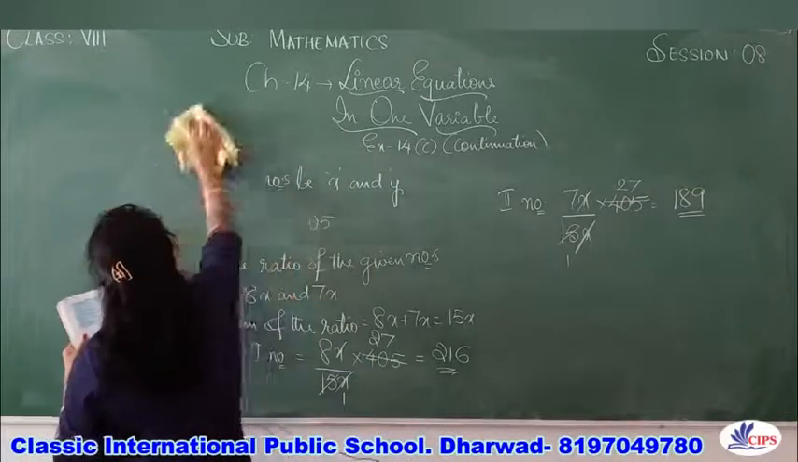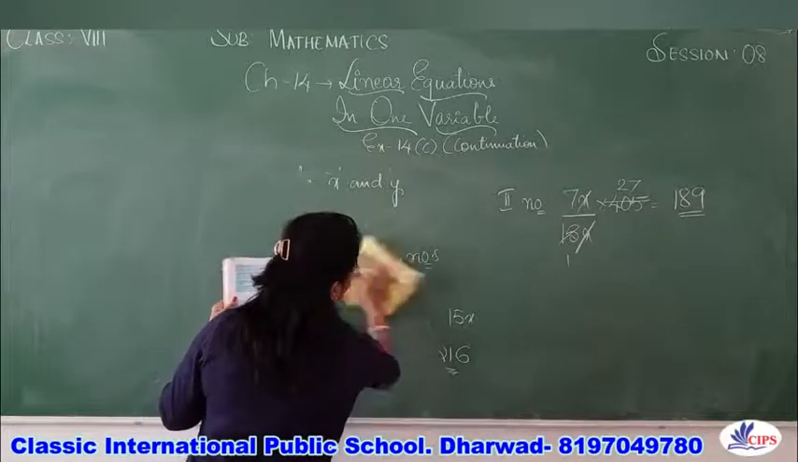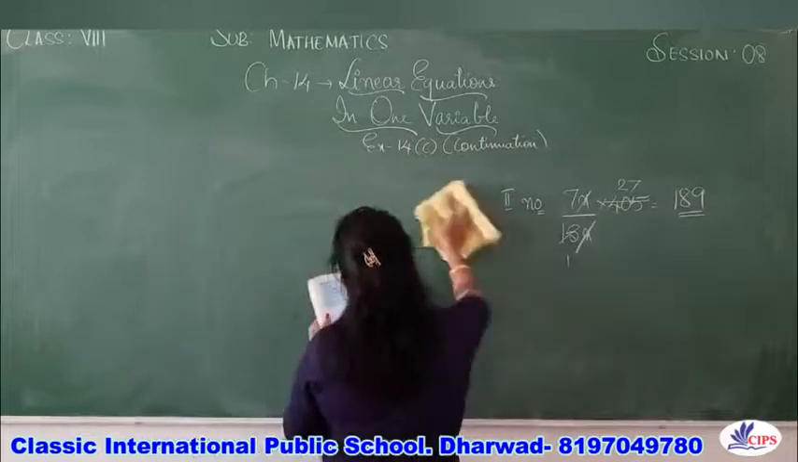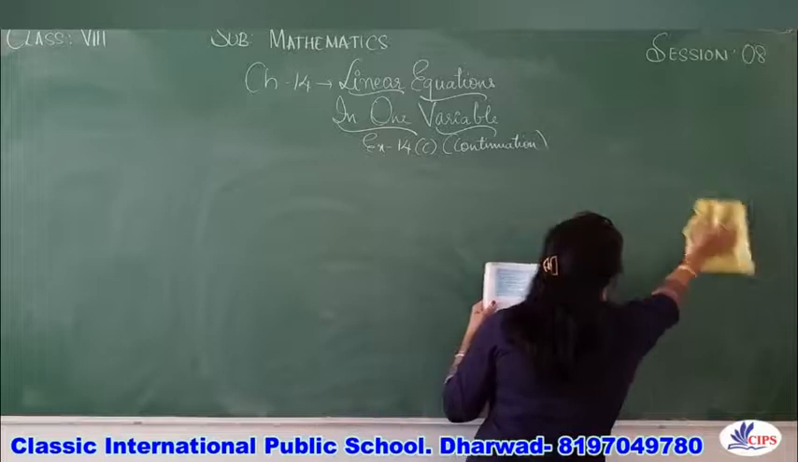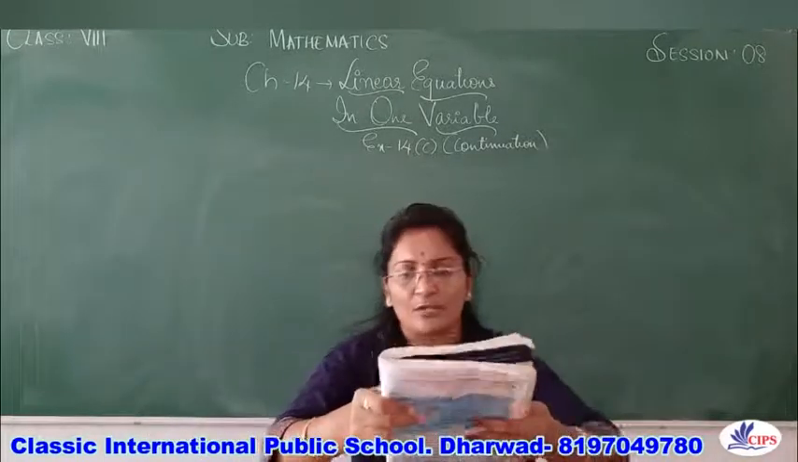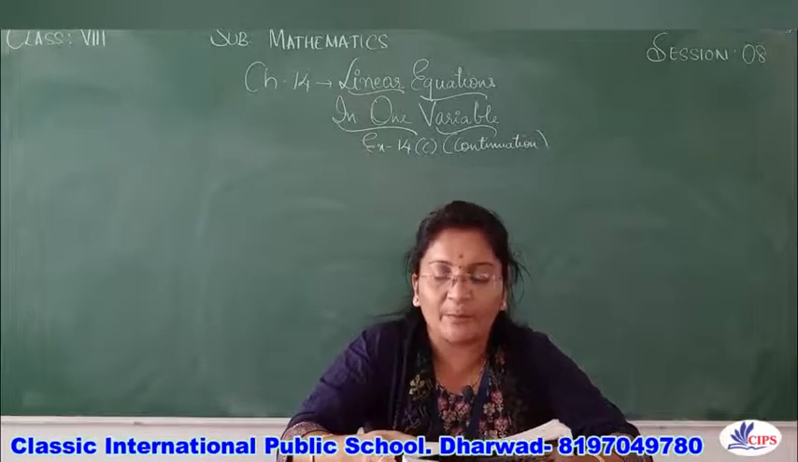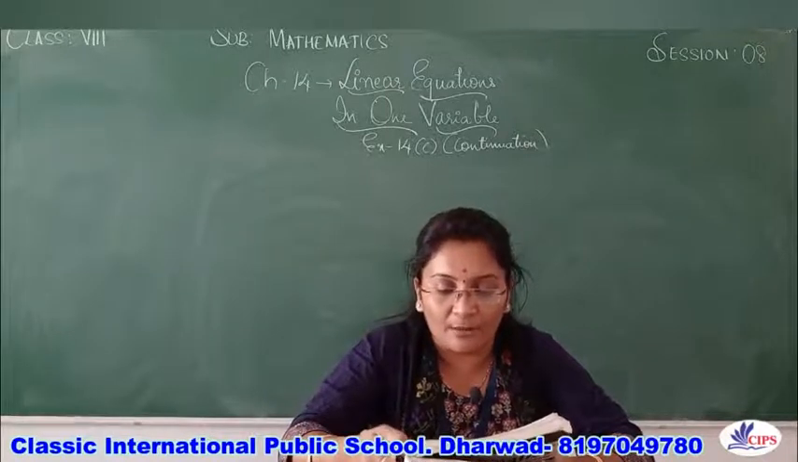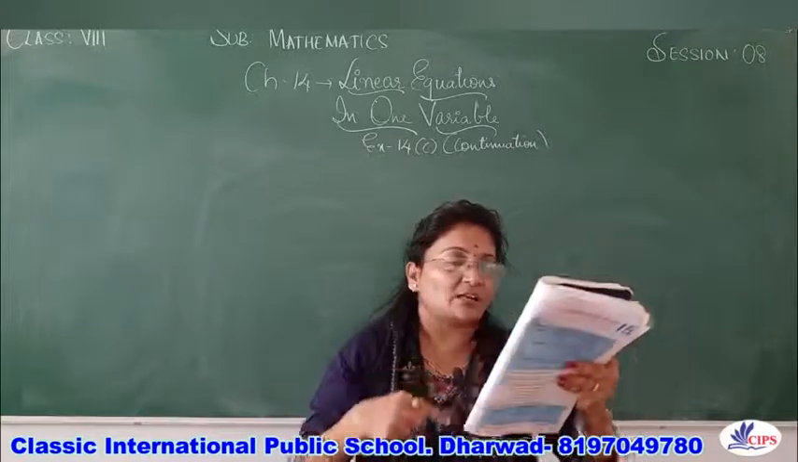What is the ratio of the ages of A and B? They have given you 7:5. Then 10 years hence means after 10 years, what will be their age? So to each number we need to add 10, and the ratio of their ages will be 9:7. So first we take the ratio of the present ages of A and B, 7:5. So we will start solving it.